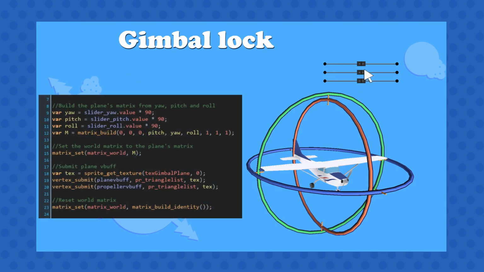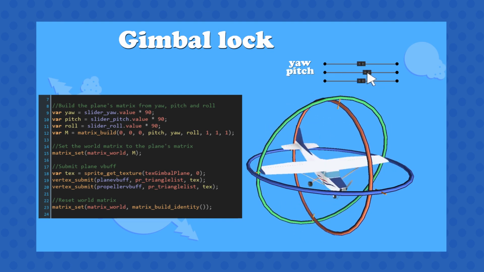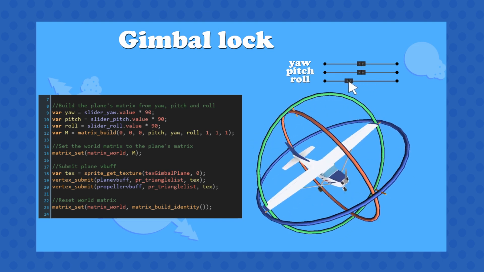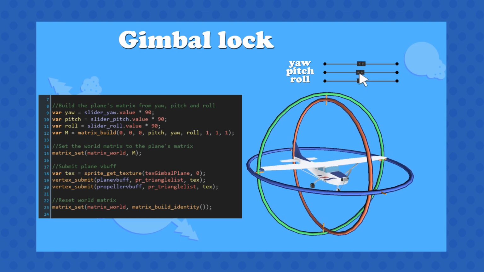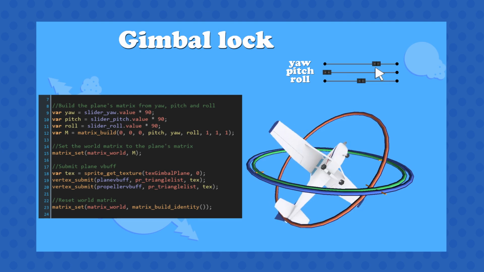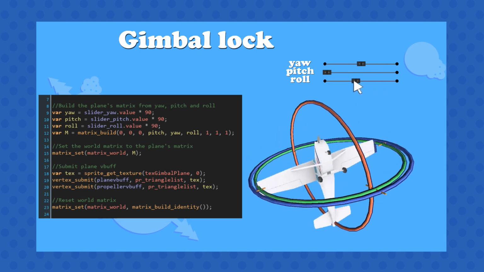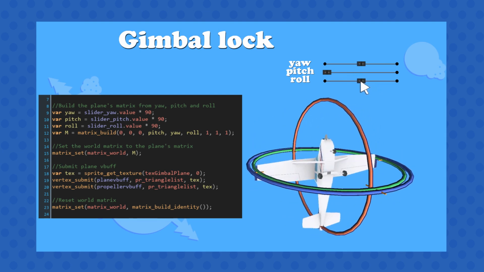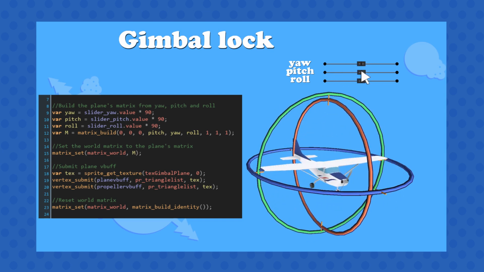One angle controls the yaw, one angle controls the pitch, and the last angle controls the roll. If we then change the pitch so that the plane looks straight up, changing the yaw does the exact same thing as changing the roll. We've basically reduced the 3 degrees of freedom down to 2 by simply aligning the angles a particular way. This is what's called gimbal lock.